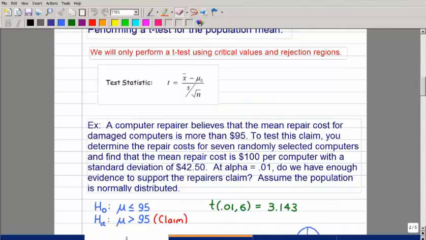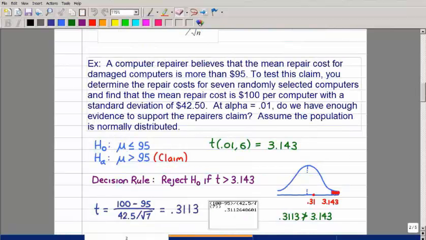Okay, so let's look at this problem. A computer repair shop believes the mean repair cost for damaged computers is more than $95. Let's look at my hypothesis statements. More than is always an alternative hypothesis. That means it would pair up with a null of less than or equal to, one of our same three pairs that we're working with. I've labeled that as the claim, which I don't ask you to label on the test, but those would be our hypothesis statements.